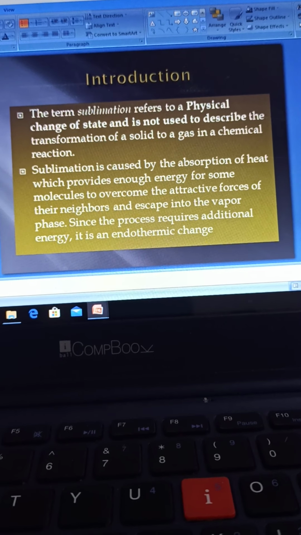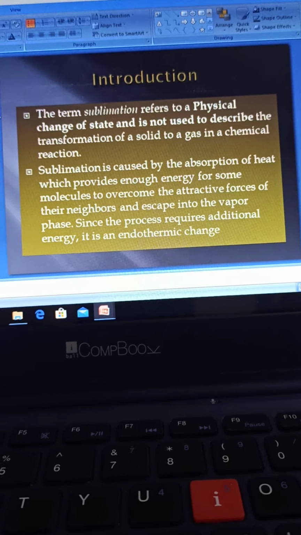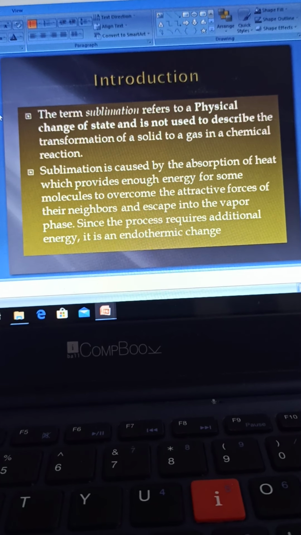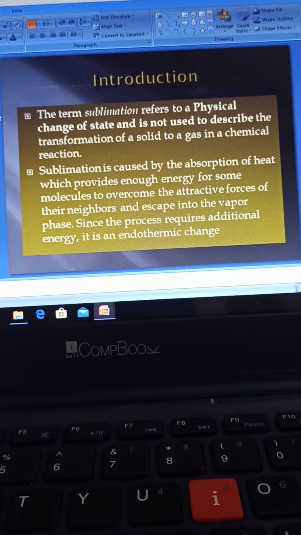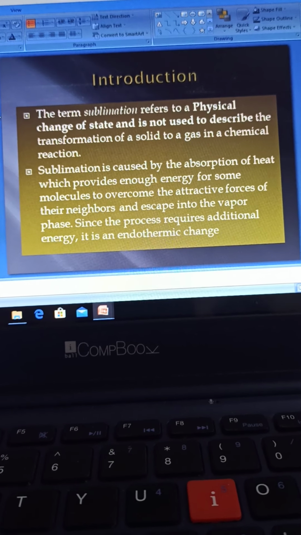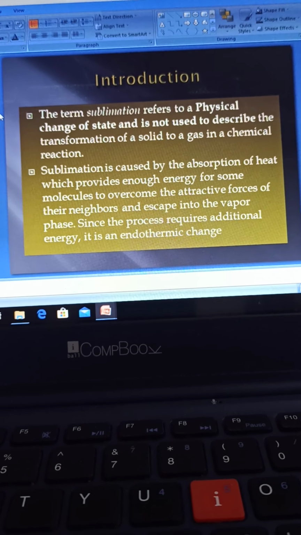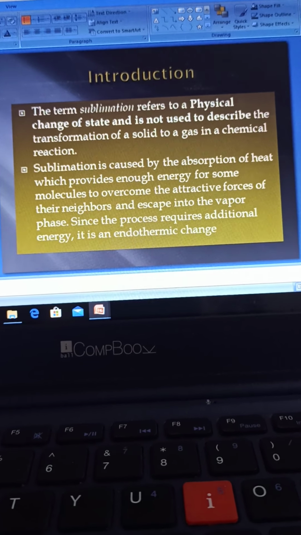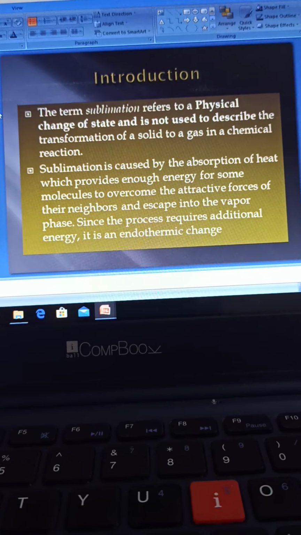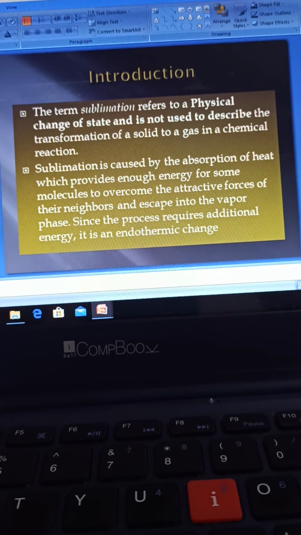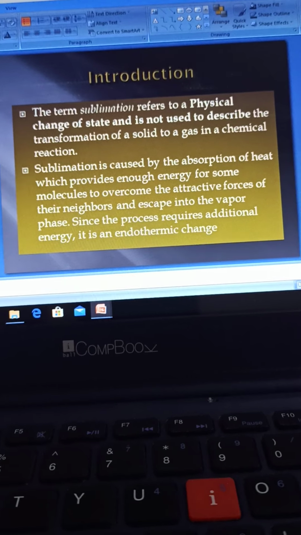Now sublimation is caused by the absorption of heat, which provides enough energy for some molecules to overcome the attractive forces of their neighbors and escape into the vapor phase. Since the process requires additional energy, this is an endothermic change. Now what is the reason why sublimation happens and why sublimation is known as an endothermic change, not exothermic? So the reason is given in this point.